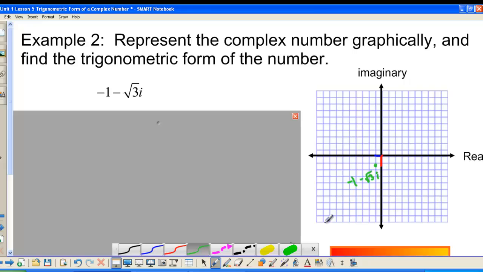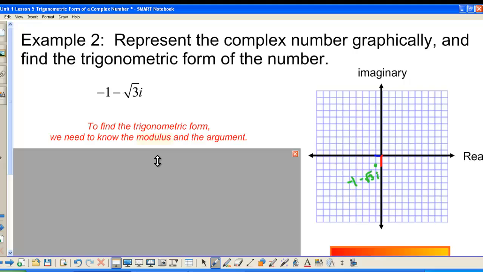Now I want to convert this into trigonometric form. To do that, I need two pieces of information. I need to know the modulus and I need to know the argument.